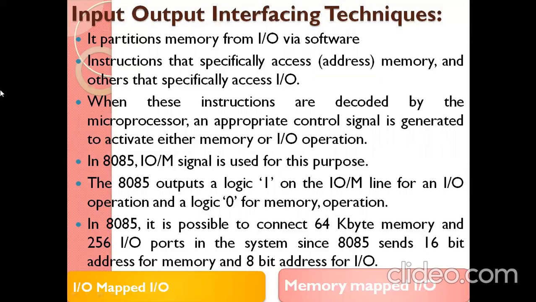So here there are two control signals available. One is called IO, another one is M. IO represents an input output device. M represents a memory. So if the particular pin value is low, it will be considered as a memory. If the particular pin is high, it will select an input or output device.